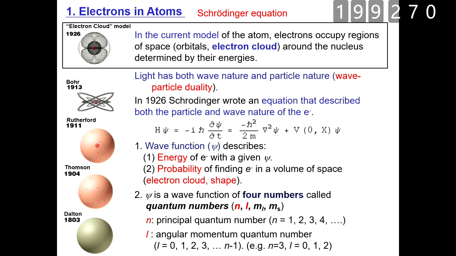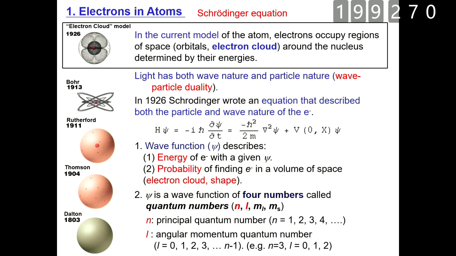Okay, the first one is n. n is called the principal quantum number. So what can n be? n can be 1, 2, 3, 4, 5, something like this. You should remember the first number of the electron is called the principal quantum number.